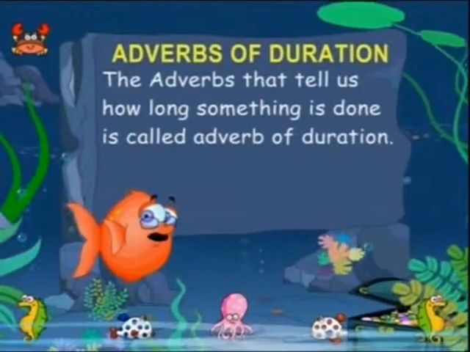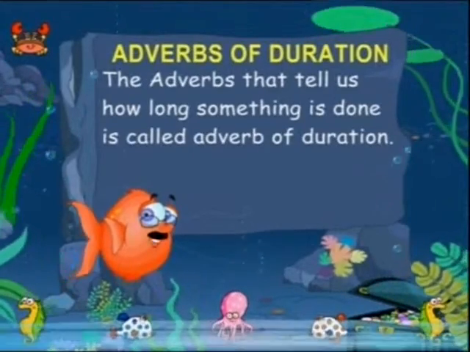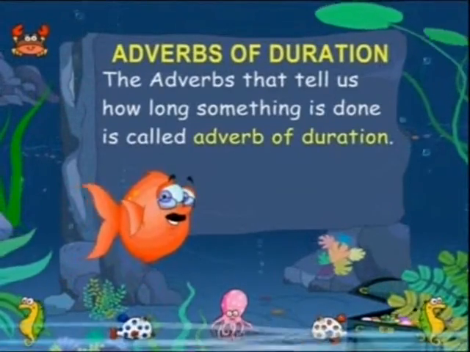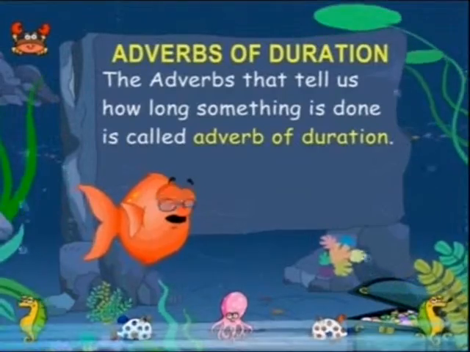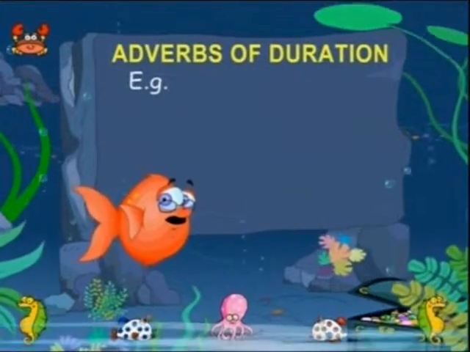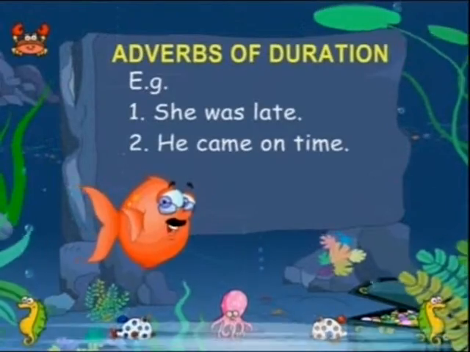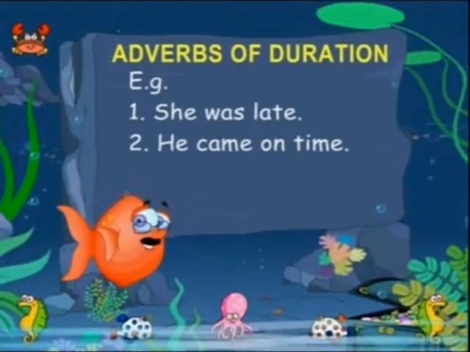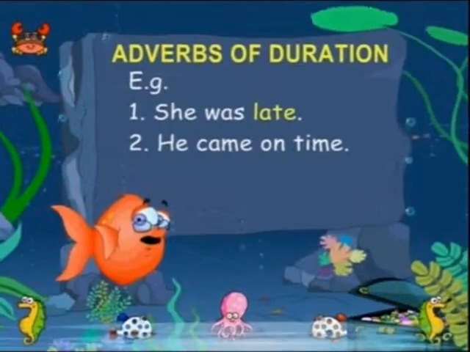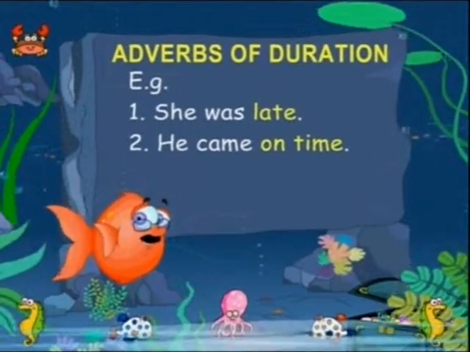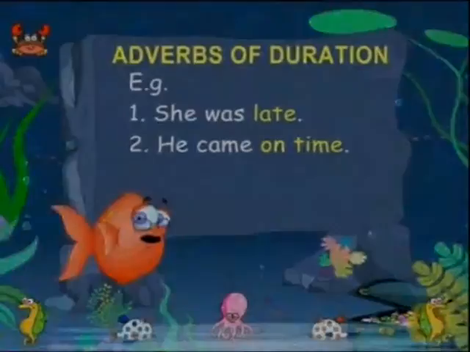The adverb that tells us how long something is done is called adverb of duration. Example: she was late. He came on time. In the above sentences, late and on time are the adverbs of duration.